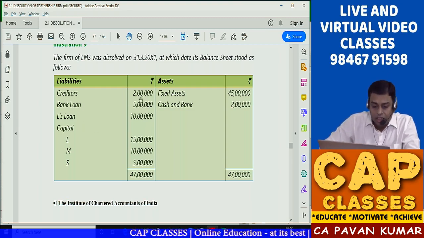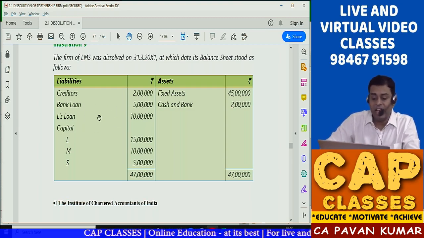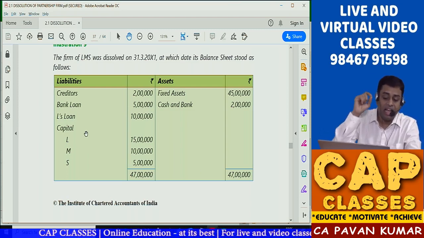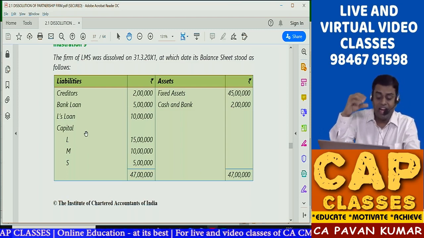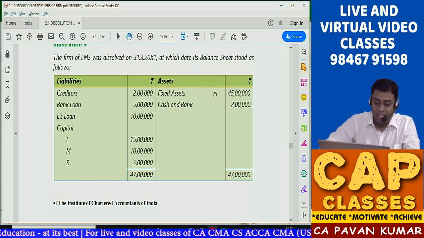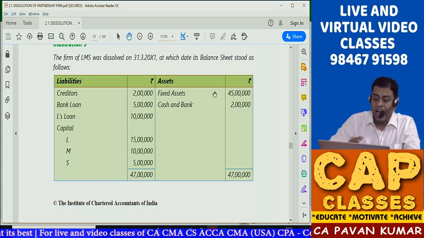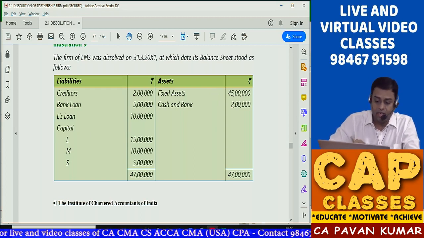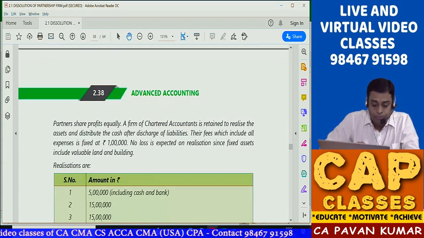Liabilities: creditors 2 lakhs, bank loan 5 lakhs, else loan 10 lakhs, capitals of L, M and S 15 lakhs, 10 lakhs and 5 lakhs, so total 47 lakhs. On the right hand side, fixed assets 45 lakhs, cash and bank 2 lakhs. So total 47 lakhs.